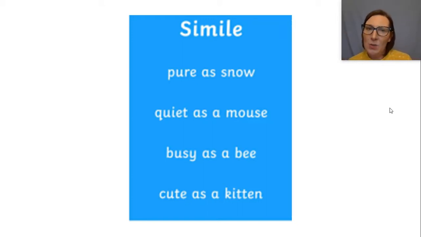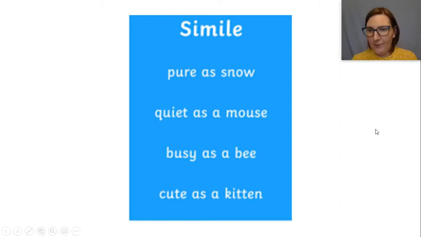And then as cute as a kitten. Oh my goodness, aren't kittens just so cute? Yes. So sometimes we might say that the baby is cute as a kitten because the baby looks really cute, just like how a kitten looks really cute. So it's when we're saying that something is like something else, okay?